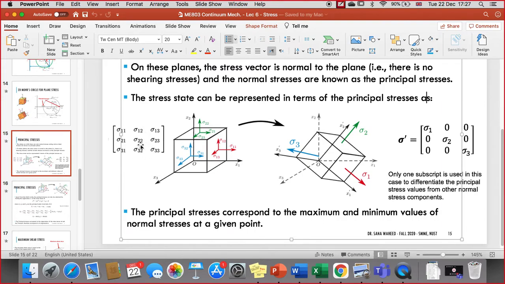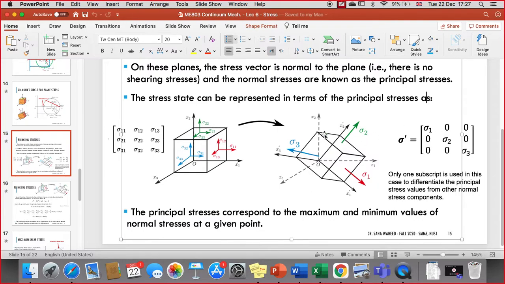Whereas if we reorient ourselves along the principal directions, the principal planes, then the stresses that we have remaining, या फिर the stresses that we have on those planes, are just our normal stresses, no shear stresses on those principal planes.